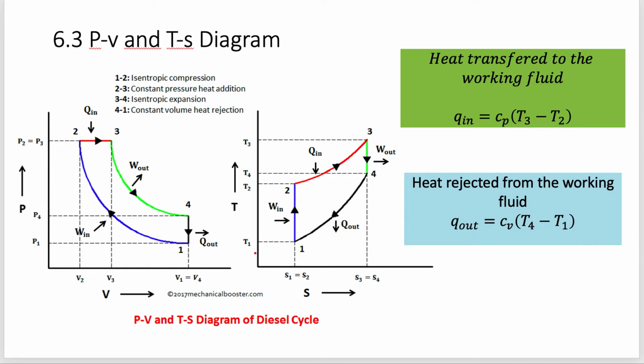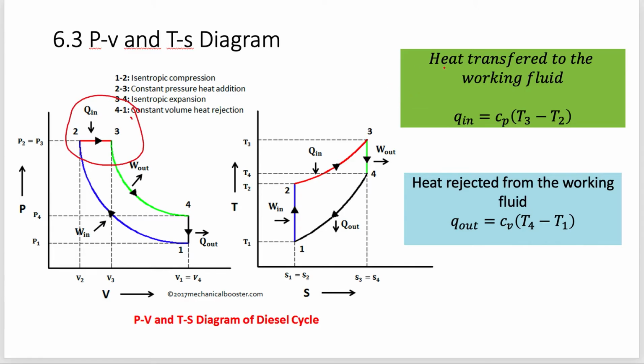The differences between the PV diagram and TS diagram of the diesel cycle and Otto cycle are here. Okay, in the Otto cycle, Q in occurs at constant volume, but in the diesel cycle, the Q in occurs at constant pressure. This is the important point that you have to remember. This is the difference between the Otto cycle and diesel cycle. So please be careful at this part. This is the only difference between diesel and Otto cycle.